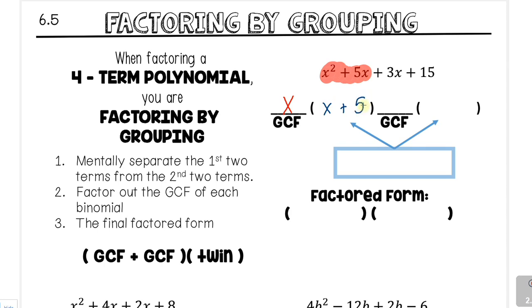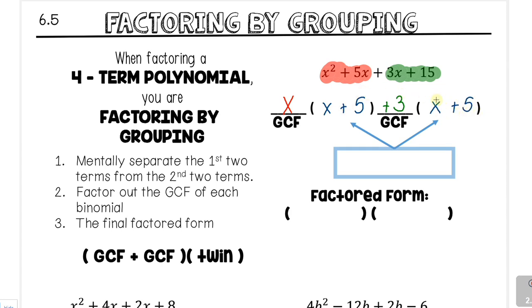Now let's look at the second set here. The second binomial, we are going to look at 3x plus 15. And we find the greatest common factor between 3x and 15. And that is going to be a 3. So it's a positive, so plus 3. Now we divide it. 3x divided by 3 is just an x. 15 divided by 3 is positive 5.